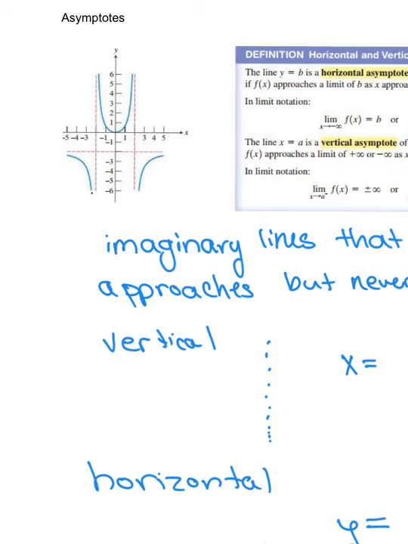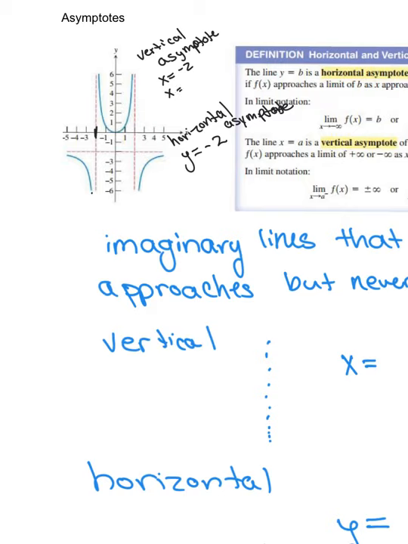So for this one, you have one horizontal. We'll start with the horizontal because that is a little bit easier. And that horizontal is at -2, so we say y equals -2. So that's your horizontal asymptote. You have two vertical here, and you say both. So we would have x equals, the first one is at -2, and the second one is at +2.